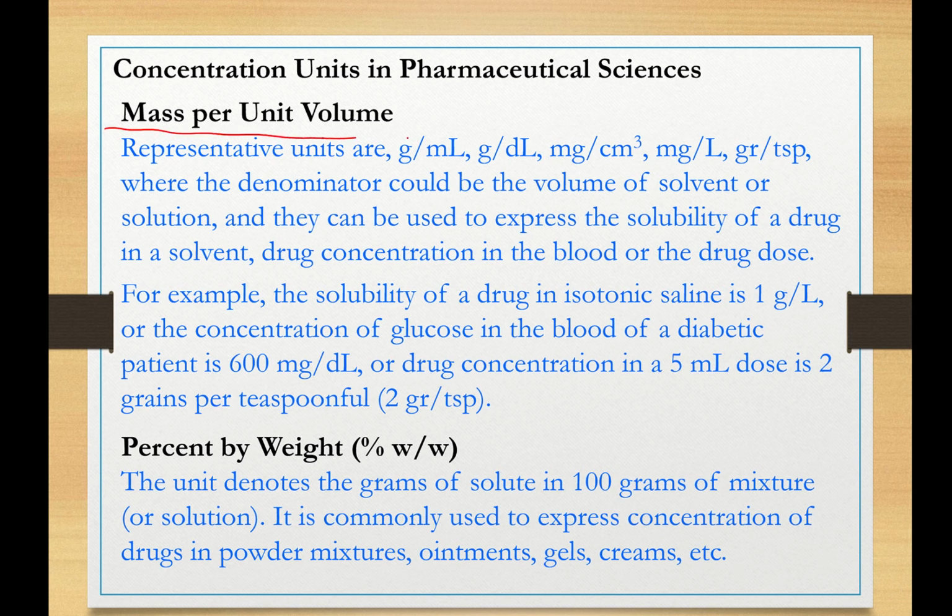First one, mass per unit volume. We don't need to say anything here. Common units: grams per ml, grams per dl, and so on. Percent by weight, written as percent W over W, is quite common in pharmaceutical sciences and is quite commonly asked in exam questions, so pay attention to this. Essentially, it's the grams of solute in 100 grams of mixture or solution.